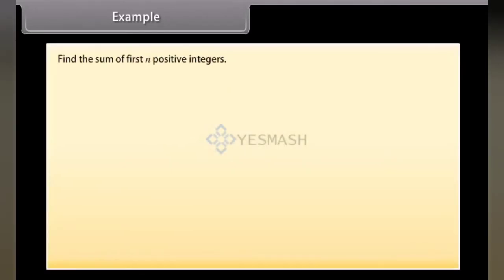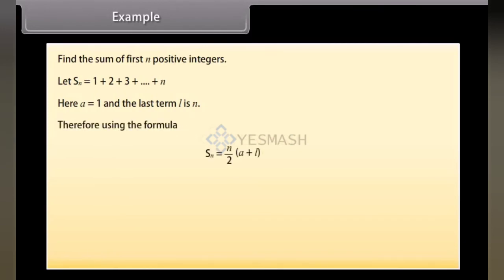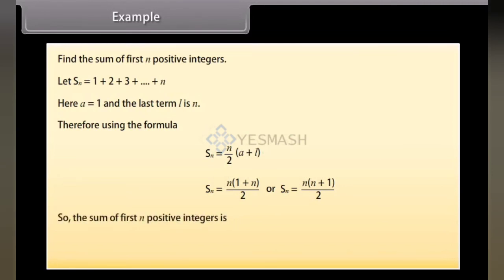Find the sum of first n positive integers. Let Sn be equal to 1 plus 2 plus 3 plus so on plus n. We can see that here A is equal to 1 and the last term L is n. Therefore, using the formula Sn is equal to n upon 2 into (A plus L), we get Sn is equal to n into (1 plus n) whole upon 2, or Sn is equal to n into (n plus 1) whole upon 2. So, the sum of first n positive integers is Sn is equal to n into (n plus 1) whole upon 2.